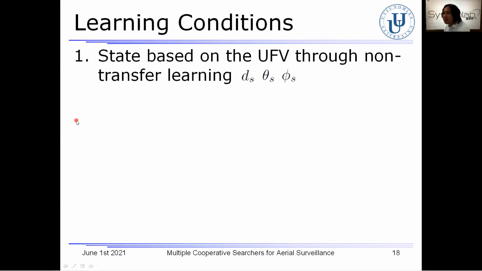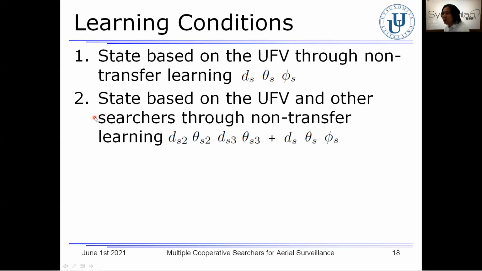In condition 1, the searcher state is defined by ds, theta s, and phi s in consideration of only the target UFB. And in condition 2, the searcher state is defined by ds2, theta s2, ds3, theta s3 for other searchers in addition to the target UFB. And these normalized parameters are fed as inputs to the RVF net. And for these input states, action weights are derived from the RVF net.